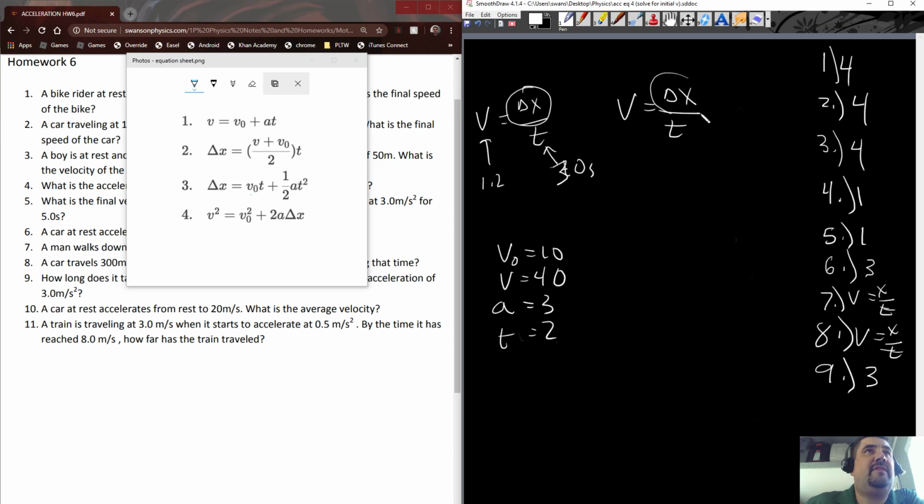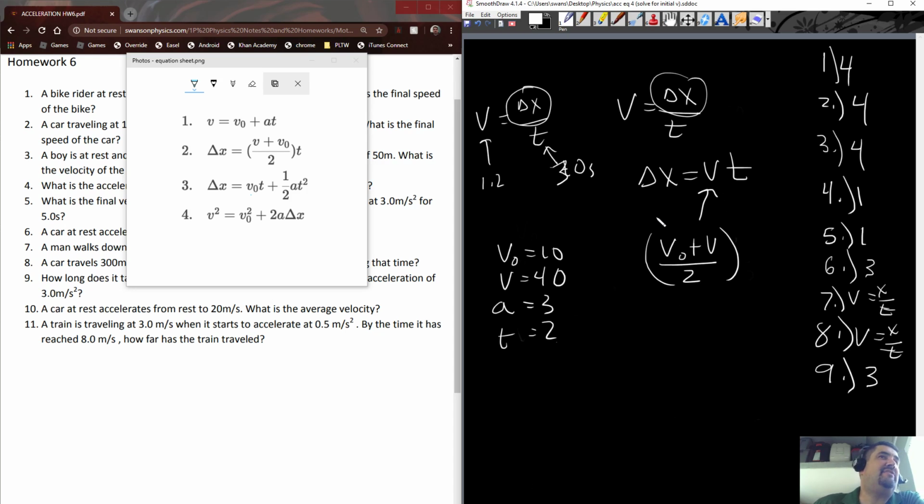If I solve for this, I multiply by t on both sides and I get delta x is equal to v times t. If something does accelerate and I know its starting speed and its ending speed, I add them together and divide by 2, and I get an average speed of the object. If I multiply it by time, I can get the distance. It's kind of a cheat. That's why it's here on the acceleration equation sheet. You use this equation only when there's no acceleration, but you can kind of cheat and use it if you can calculate the average speed of something.